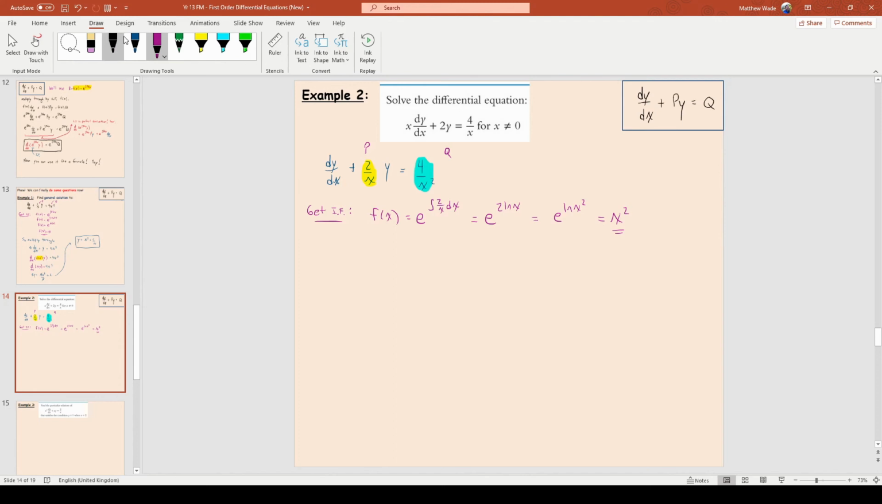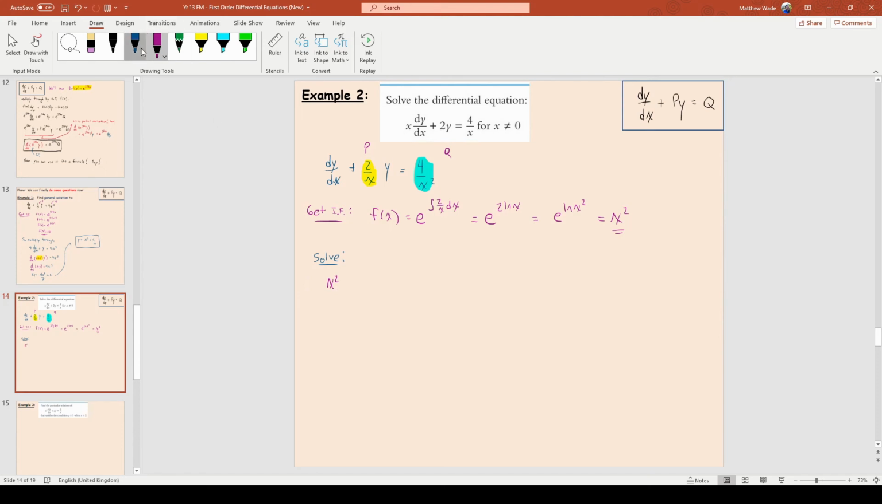Now here's what you're going to do, solve. When we solve, we go back into the original, so we're going to times everything by that integrating factor. So here we're going to get x squared dy/dx. Just having a little check here. I don't want to make any mistakes. This is good. Okay, so times everything by x squared.